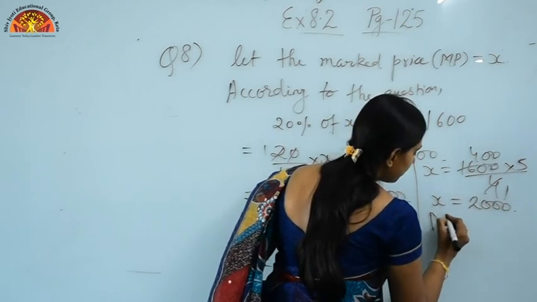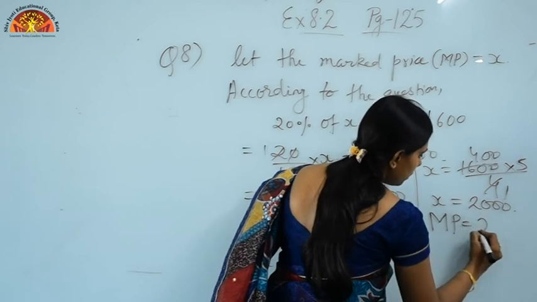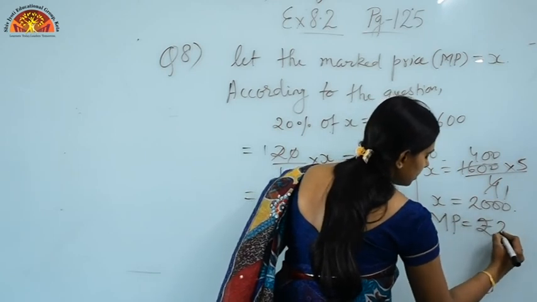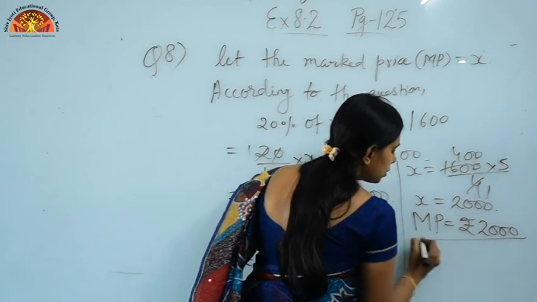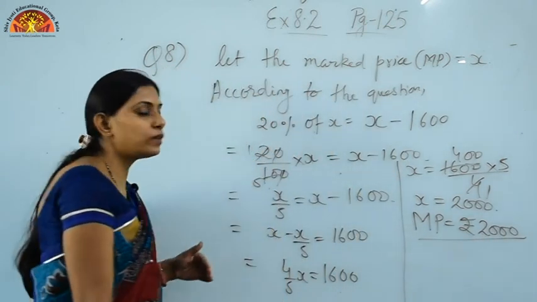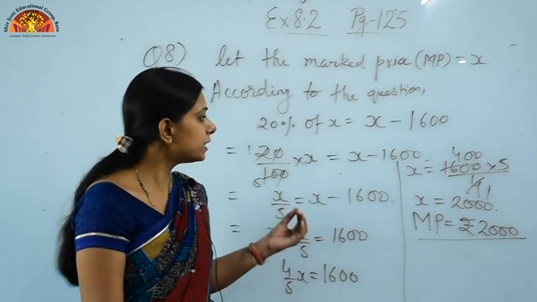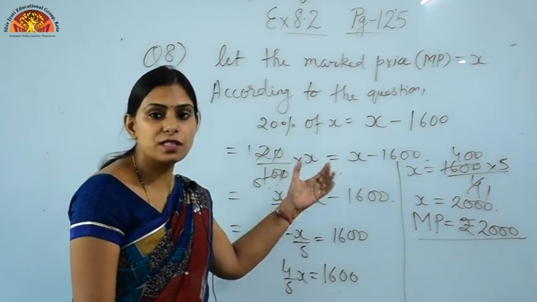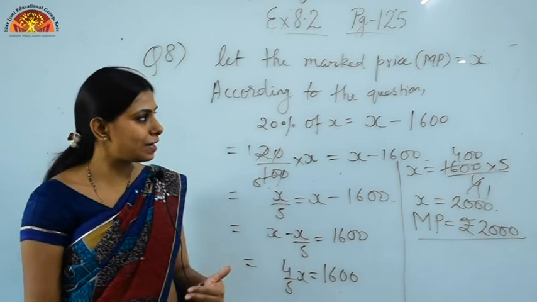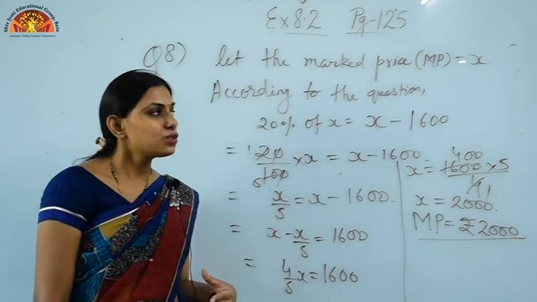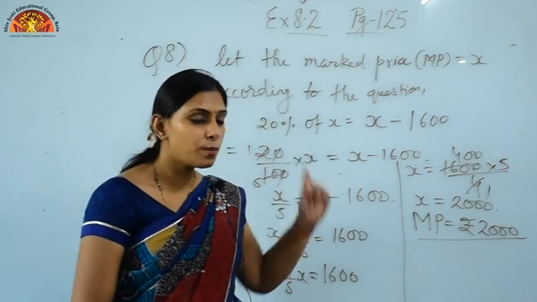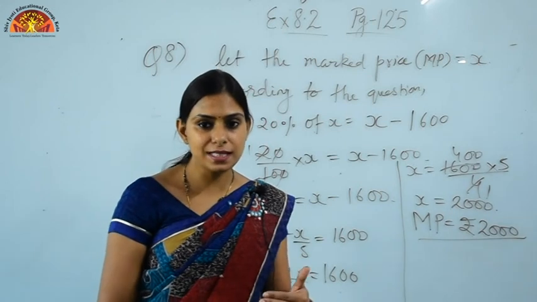That is marked price is equal to rupees 2000. Got it, children? So whenever you have to find the discount, the formula for discount is, discount is equal to marked price minus sale price. So got it, children? So children, this is all about part 1 that we have discussed.